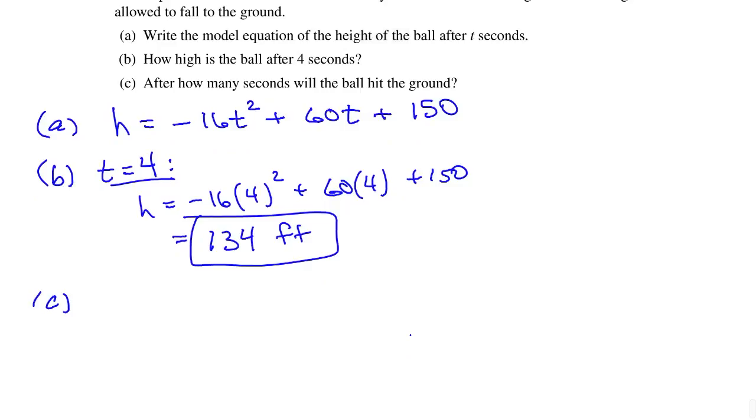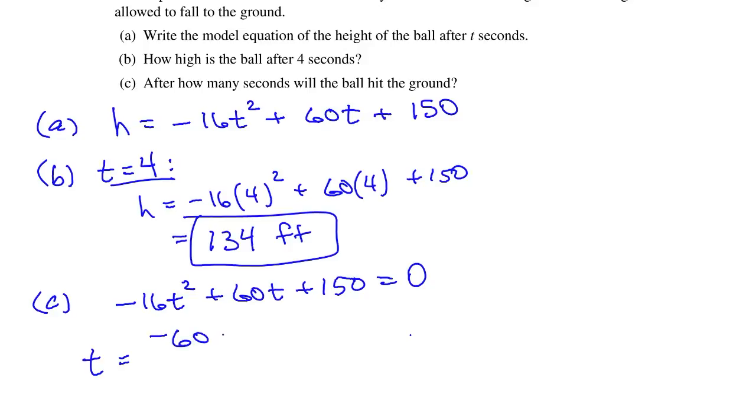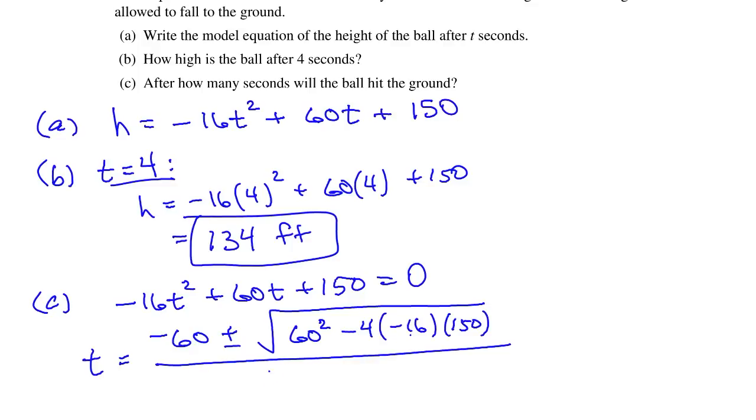And then C, after how many seconds will the ball hit the ground? So the ground is height 0. And so we're going to take the quadratic, set it equal to 0. I don't know if this factors or not, so I'm just going to go ahead and use the quadratic formula. So we're going to get negative 60 plus or minus the square root of 60 squared minus 4 times negative 16 times 150, divided by 2 times negative 16. If you work that out, one of the answers doesn't make sense. The other answer is 5.465 seconds.